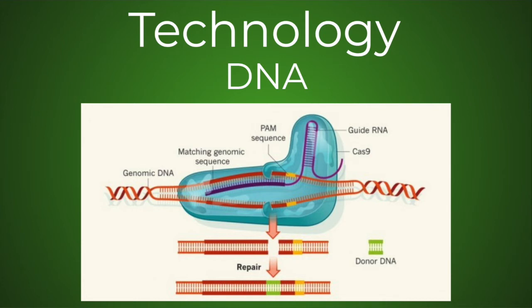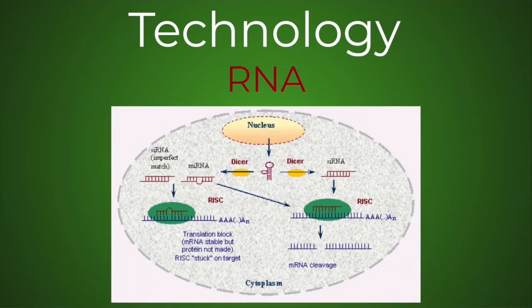CRISPR-Cas9 is the newest mechanism available to edit DNA sequences. It is a far easier process when compared to its predecessors. It allows nearly any sequence of DNA to be edited with a high degree of accuracy and has thus ushered in a new era of possibilities for genetic editing.